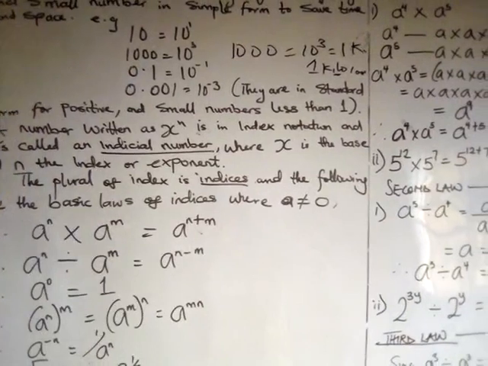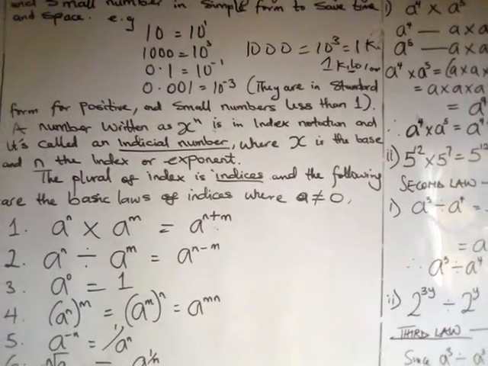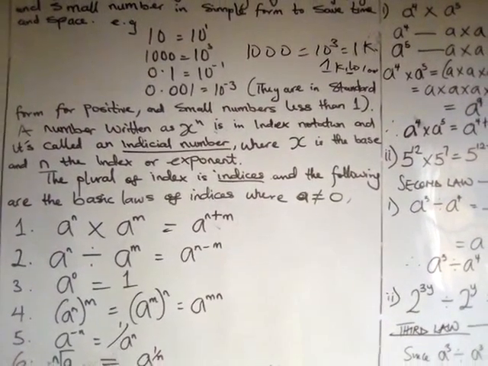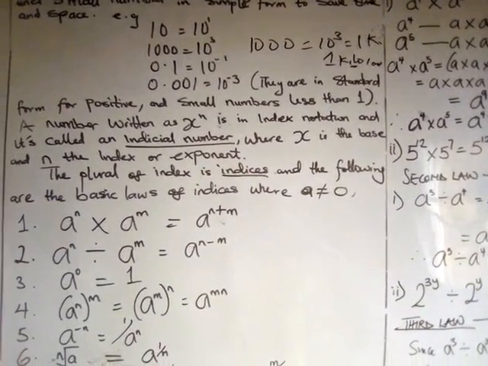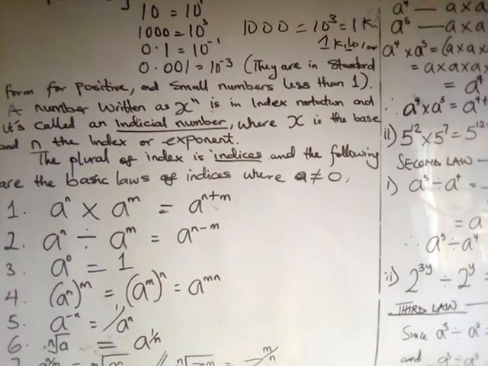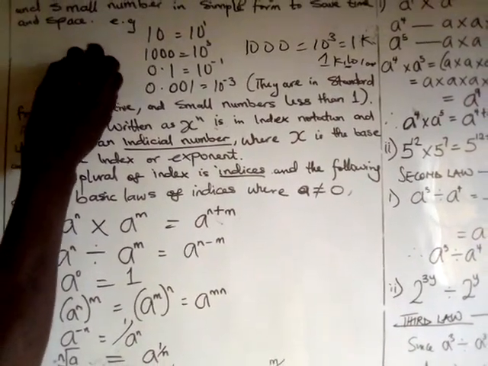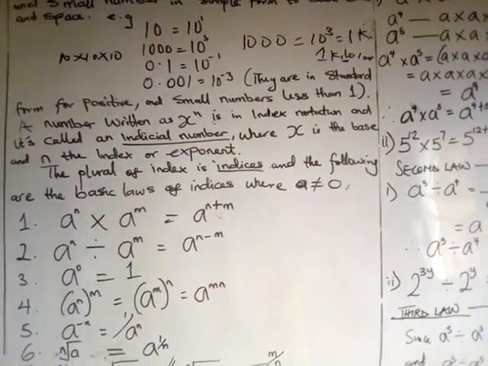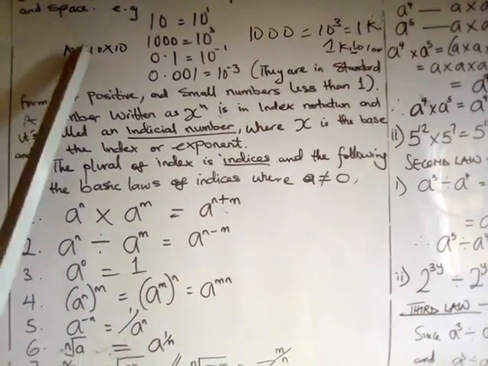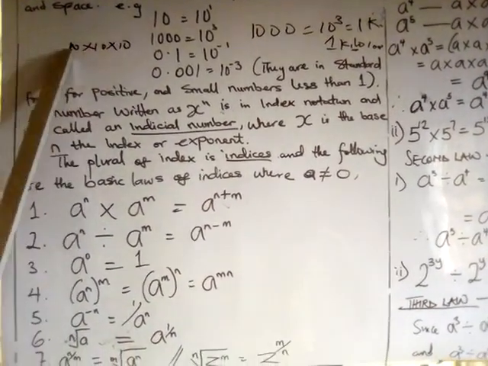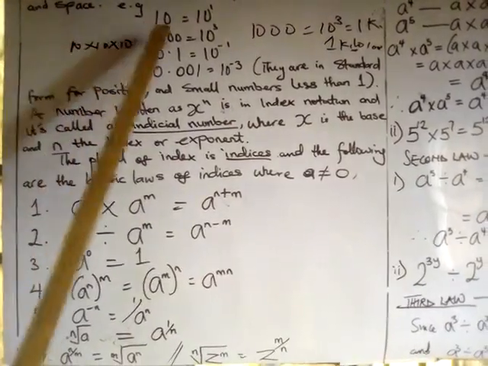See, check 1000. How many zeros does 1000 have? Three zeros. How many 10s do we need for 1000? Three. That means if you have 10 times 10 times 10, this is 10, this is 10, this is 10. So 10 how many times? 10 three times. They give you what? 1000.